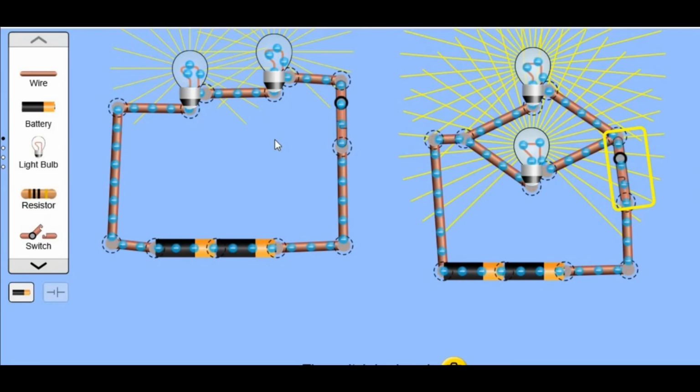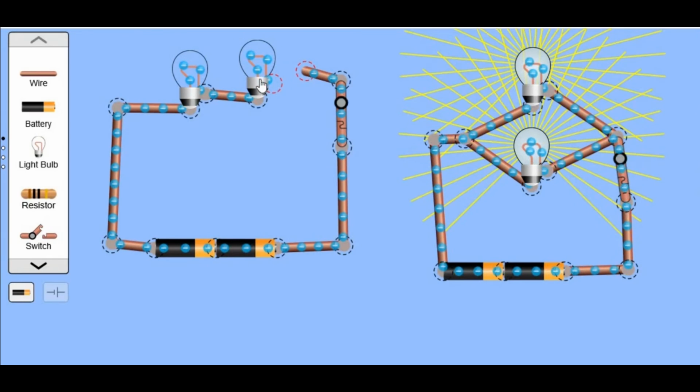Now let us check the second point. The second point is that if any bulb or appliance is removed or damaged in a series circuit, the circuit will be incomplete, which means the other appliances are not going to work. So let us check that. I'm about to remove this bulb. So I'm removing this bulb. When I remove this bulb, the other bulb has also stopped glowing.